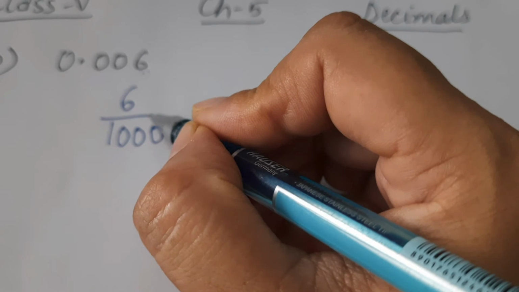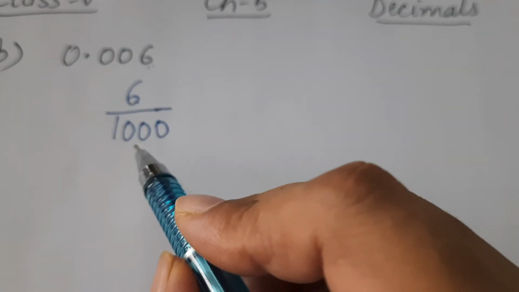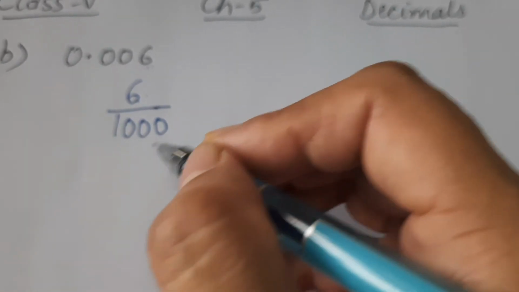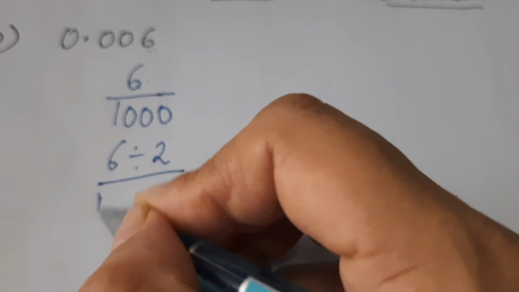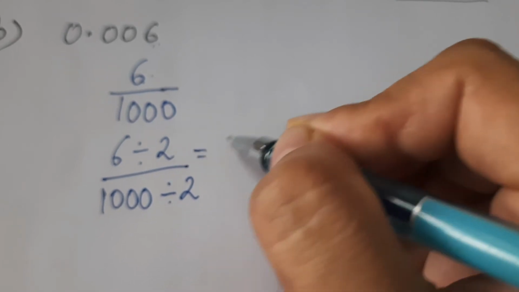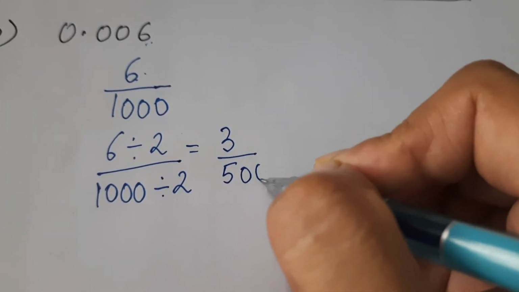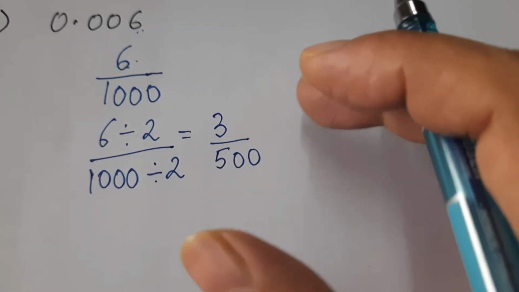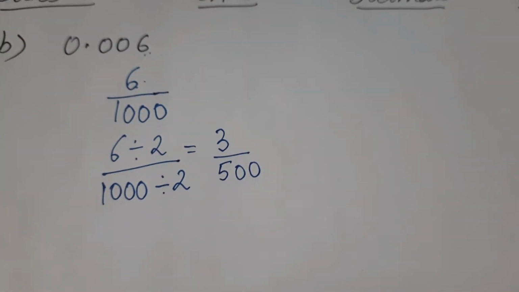Now we have to reduce it to the simplest form. See, 6 and 1000 both are even numbers. That means their common divisor is 2. We can divide 6 and 1000 by 2. So it will be 2 3s are 6 and 2 500s are 1000. It will be 3 upon 500 and we cannot reduce it further. So the lowest form of 0.006 is 3 upon 500.